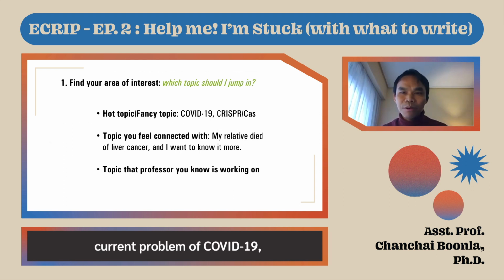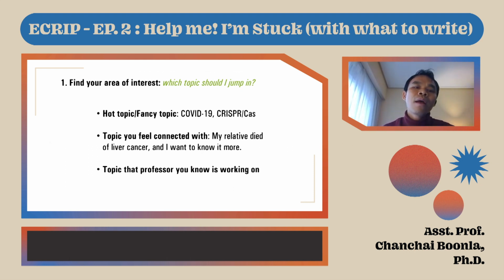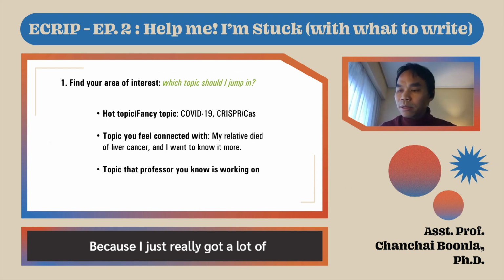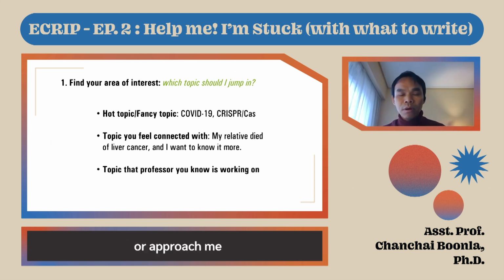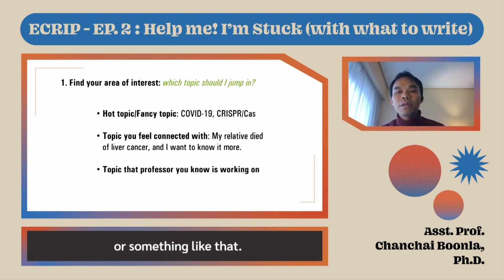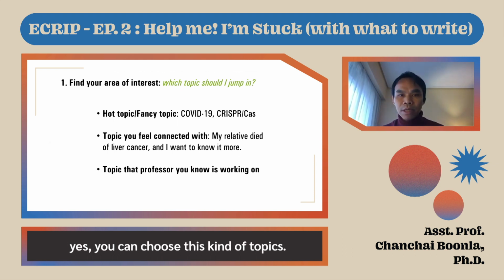Another is a very current problem, which is COVID-19. If you like that, you jump on that topic. The second class of topic is the topic that you feel connected or comfortable with. I usually get a lot of students who approach me and say, my relative or my dad died of cancer, so I really want to explore more in this field, I really want to do research on cancer. If you have this kind of experience, yes, you can choose this kind of topic.